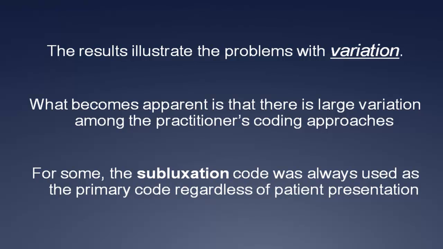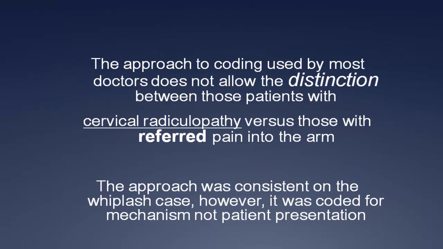What becomes apparent is that there is a large variation among the practitioners' coding approaches. For some, the subluxation code was always used as the primary code, regardless of patient presentation. We use cervical spine pain cases. The approach to coding used by most doctors does not allow the distinction between those patients with cervical radiculopathy versus those with referred pain into the arm. The approach was consistent on the whiplash cases we'll see. However, it was coded for mechanism, not patient presentation. So here briefly are the cases.